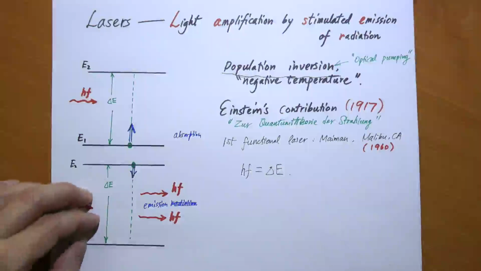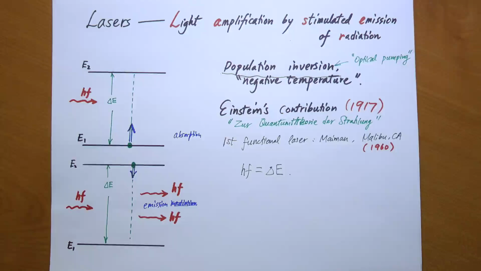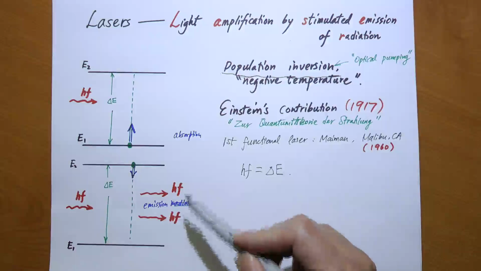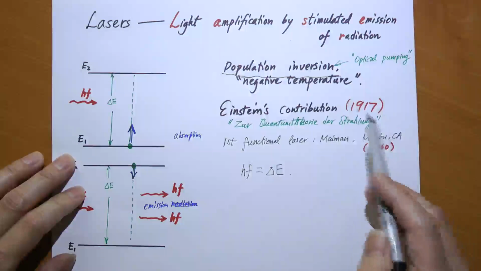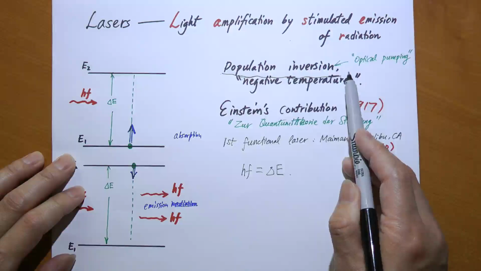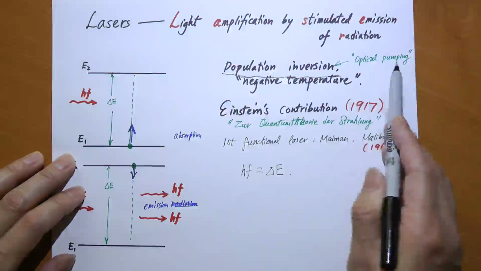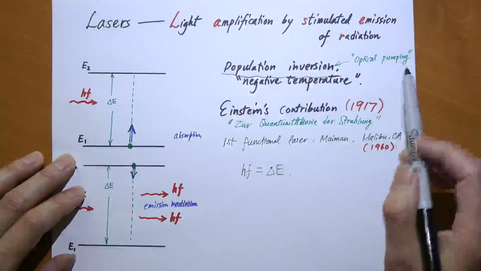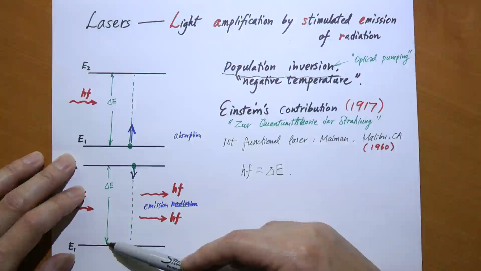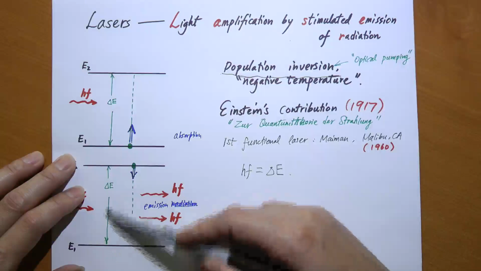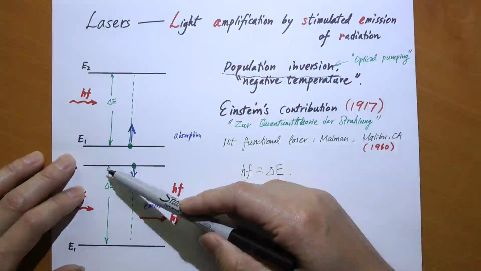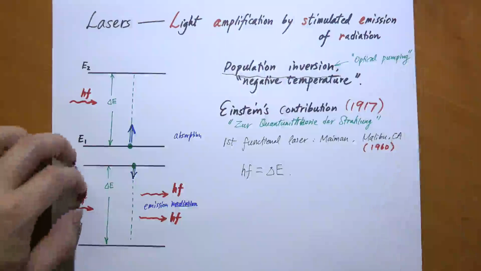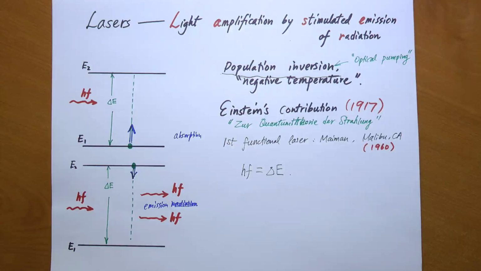More particles here, less particles there. That's how you can achieve lasing. And to do so, we have to use a procedure called optical pumping. This is a way of pulling particles from the low energy state and pushing them to the upper state, so the upper state will have more particles than the lower state. It's called optical pumping.